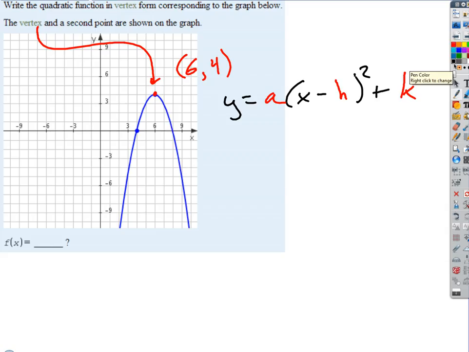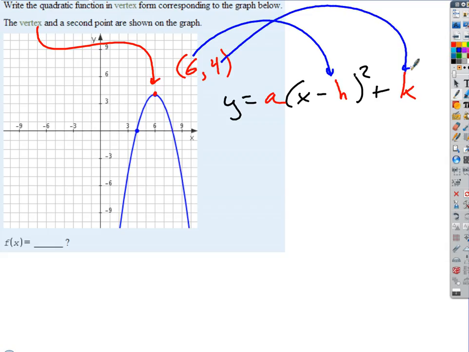Okay. So which two do we know right now? H and k. Those are the coordinates of the vertex, aren't they? So we're just going to plug 6 in for h, 4 in for k, and we're 2/3 of the way done. Right? At that point, we've got y equals a times the quantity x minus 6 squared plus 4. How do we solve for a? Yeah, we're going to use the other point. The other point is on the curve, and so it's a solution.